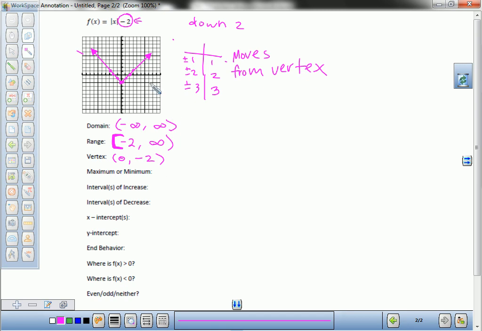Alright, so this is always going to be a max or a min, and once again it is a min, so we have that minimum at the vertex.